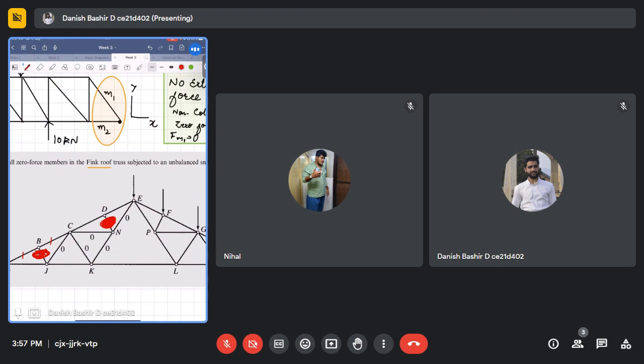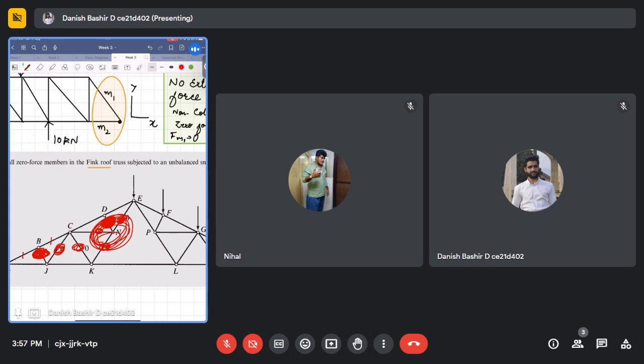One more thing is that this is not a zero force member. We have three members here acting non-collinear, and there is no external force acting at the joint. So this comes to be a zero force member, this comes to be a zero force member, and this comes to be a zero force member. Now this whole section, just imagine that this is not there. We're having two members like here. I told you, two members at which no external force acting, this will be zero force member, this will be zero force member.